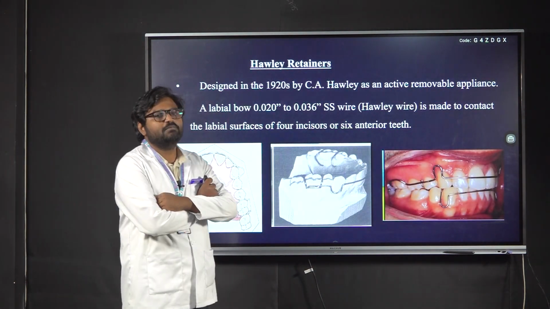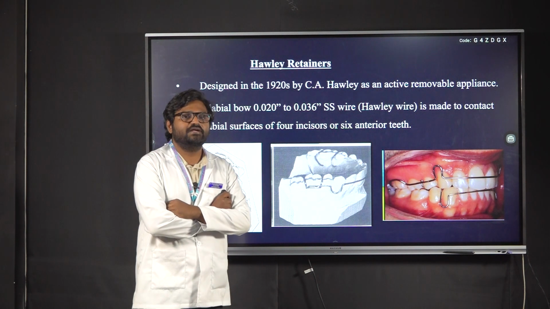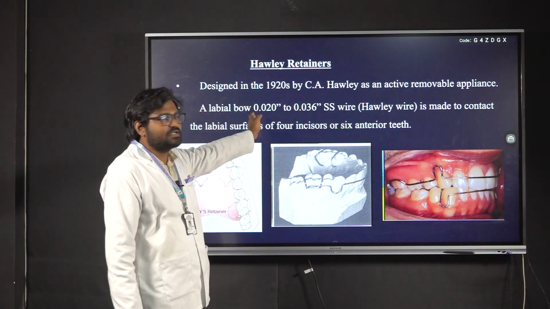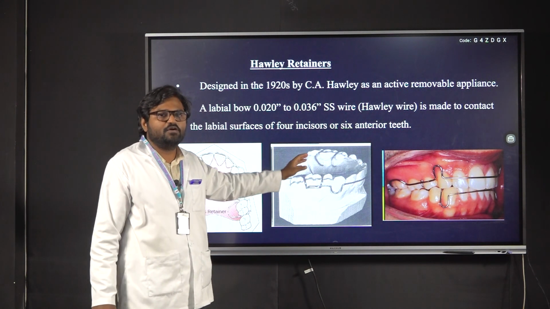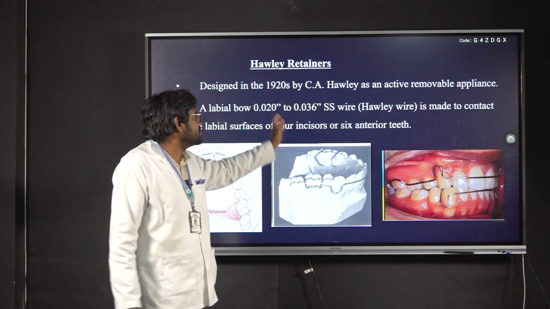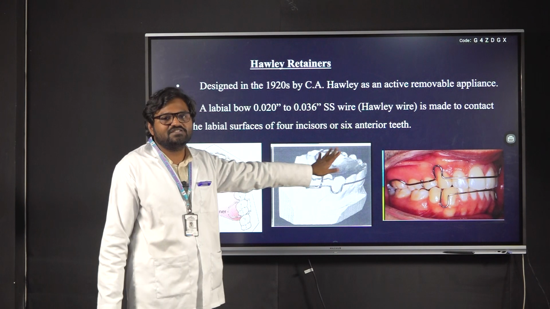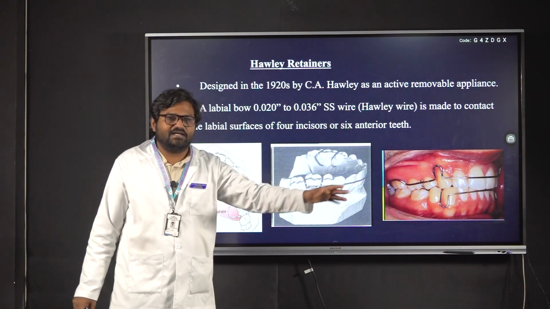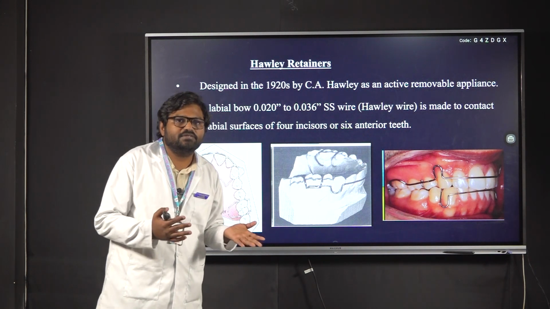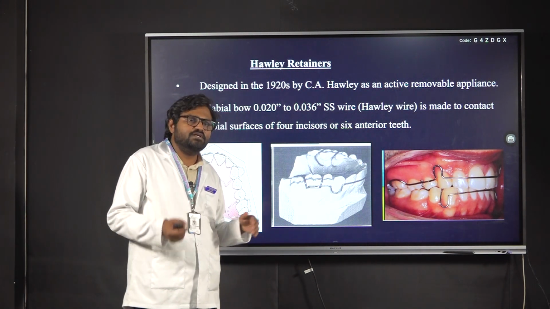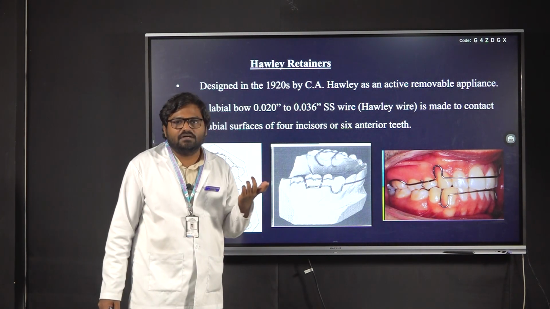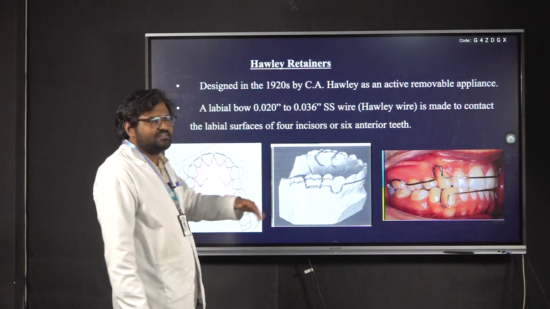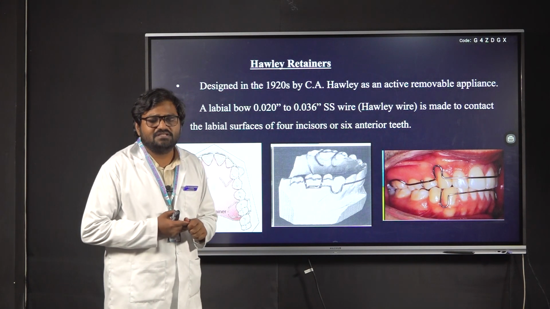The most commonly used removable retainer is the Hawley's retainer, given by C.A. Hawley in the 1920s, and we use it till now. It basically consists of two wire components. One is the labial bow, which acts as both an active and a passive retentive component. Then for retention of the appliance you have a clasp, which could be an Adams clasp, C clasp, anything. And then you have an acrylic base connecting all these wire components.